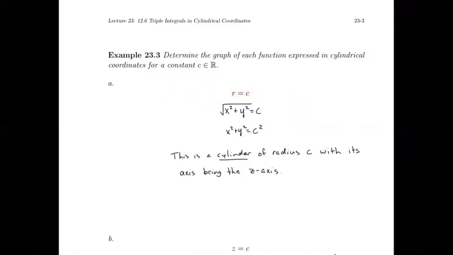To see it a little bit further, r is equal to the square root of x squared plus y squared. That's all equal to c on the right-hand side still. Square both sides, x squared plus y squared equals c squared. That's a circle of radius c. And with the z variable free to vary from negative infinity to infinity, we have a cylinder with center axis, the z-axis.